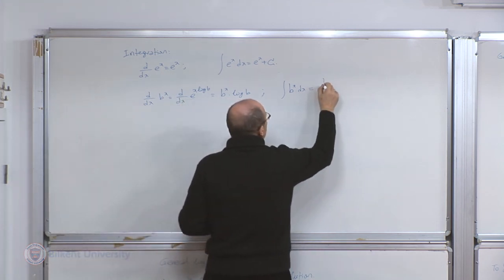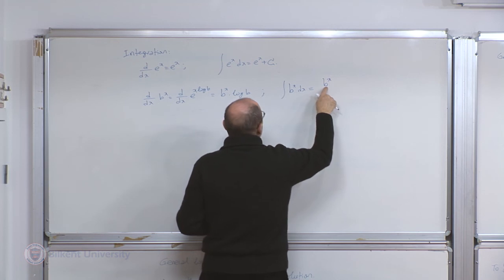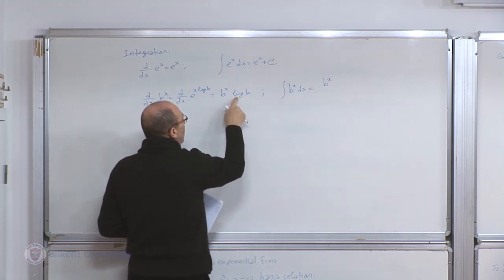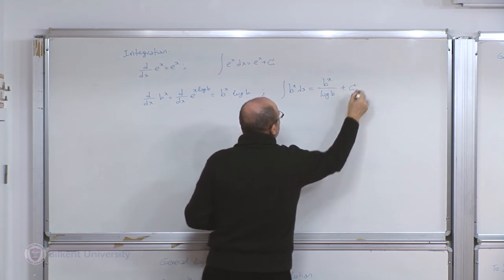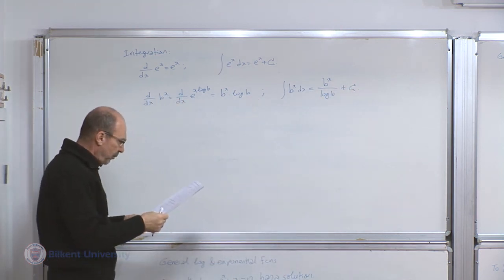So I have to decide where I put that multiplicative constant. Okay? So if I take this function, if I take its derivative, I'll have this. I don't want this, so I divide it. Log b plus c. Okay.